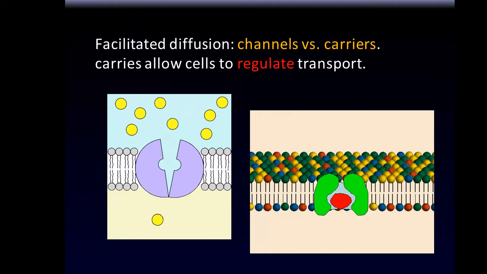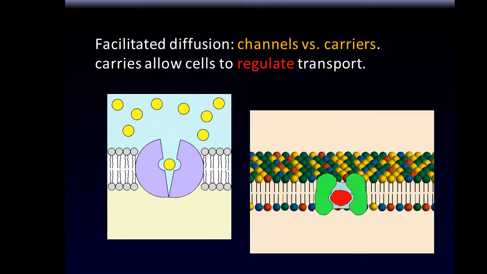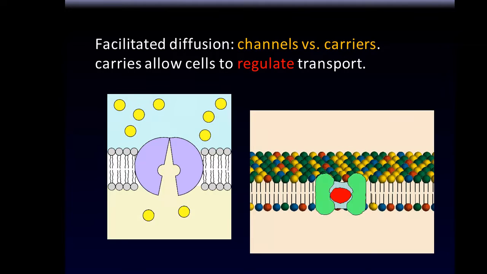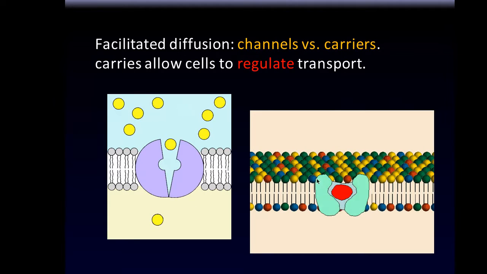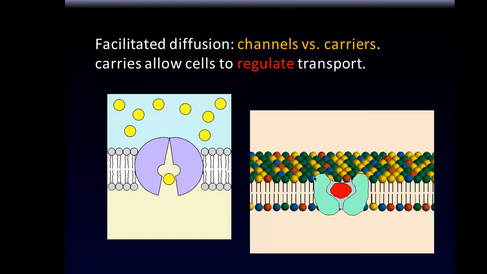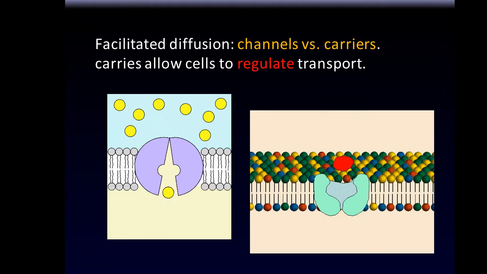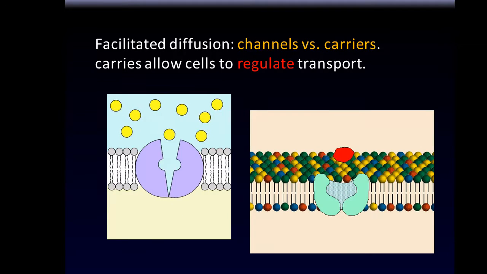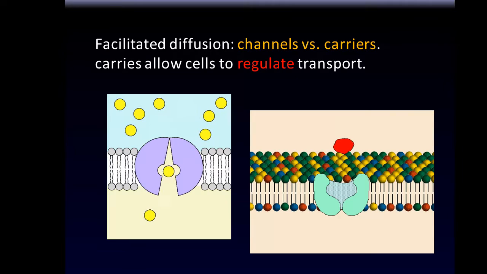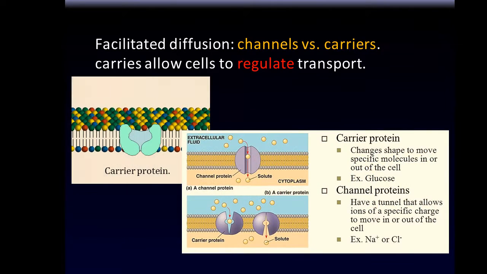Not that we need more examples, but these are some examples of carriers. See, they're changing shape. Now, the cell could just lock this carrier. It would change it so it's closed, so nothing comes in. They only work if the cell wants them to work. Okay. I think we pretty much got that.